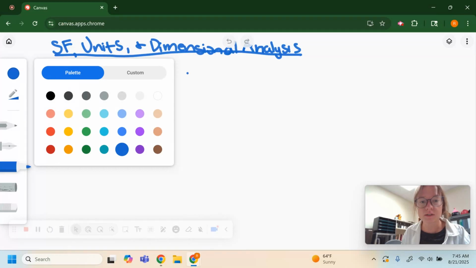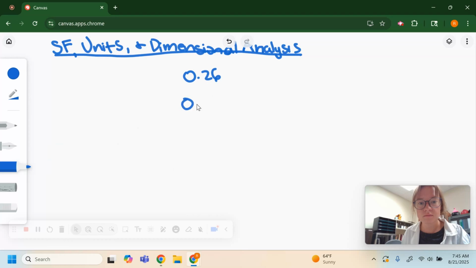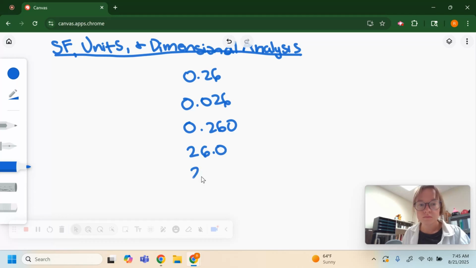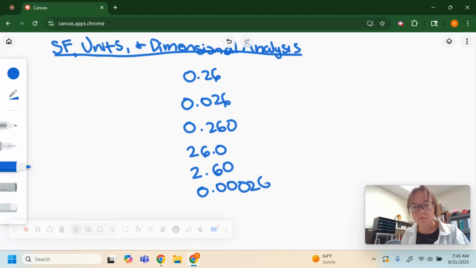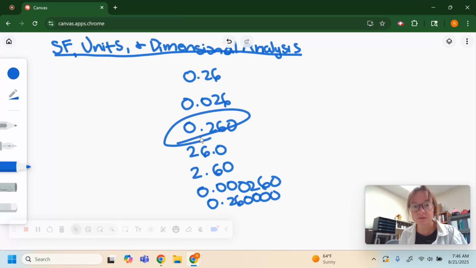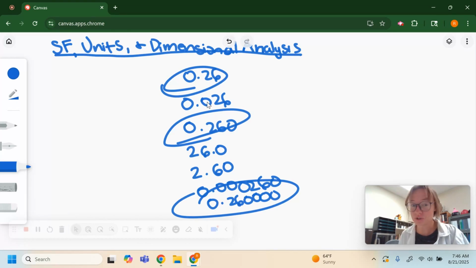Okay, if I gave you these numbers, if I gave you this set of numbers here, would you say that these are the same? Well, in your math class, maybe some of these would be the same. So maybe like this one would be the same as this one, would be the same as this one. But in science, that's not true.